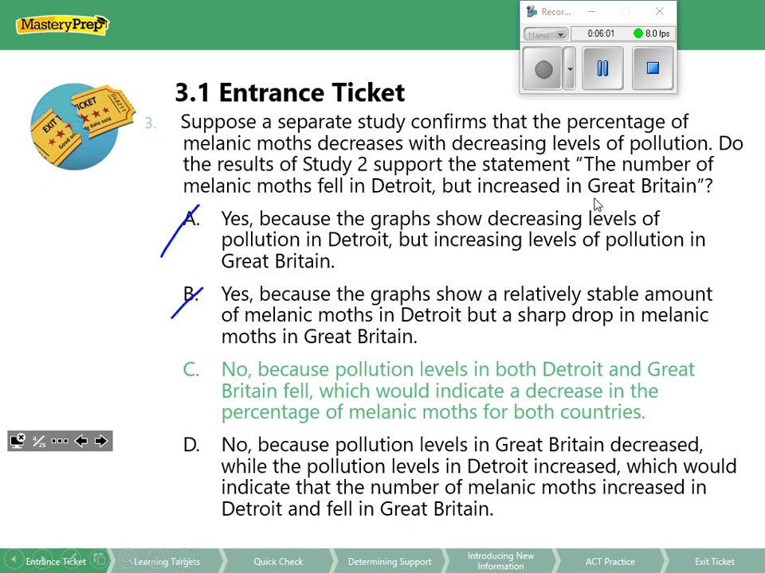because sometimes they will throw information at the end of it that'll mess it up. So just make sure you read the answers completely. Well, we knew that A and B were gone immediately because they both said, yes, it supported it. But we know it doesn't. So these two here. No, because the populations in both Great Britain and Detroit fell. Well, if we stop there and it said something like, which would indicate an increase in the percentage of melanic moths, well, no, that's contradictory to what it's saying. Does that make sense? Sometimes they'll throw that in and have something very similar to both, but that glaring statement at the end.